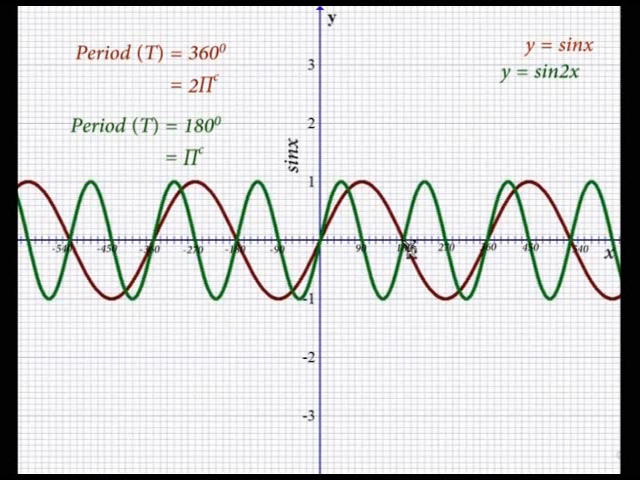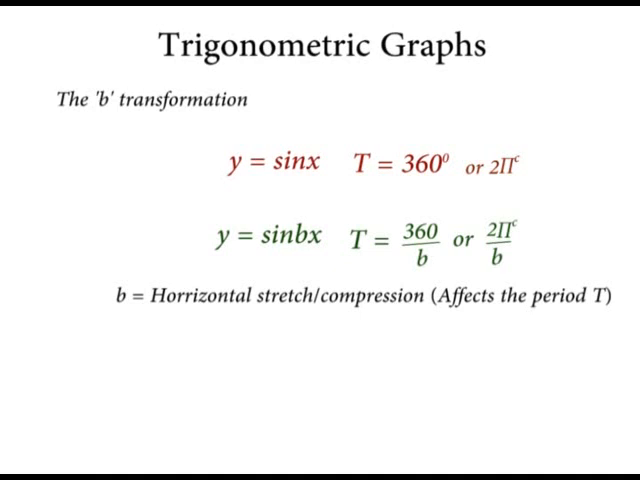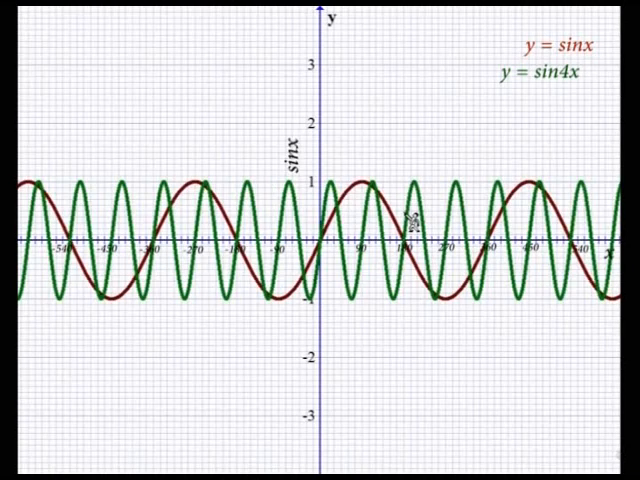And so in general, a B transformation affects the period of the graph. And given the period of y equals sine x is 360 degrees, the period of y equals sine bx will be 360 over b, or 2 pi over b. So for y equals sine 4x, let's see if we can confirm this pattern.